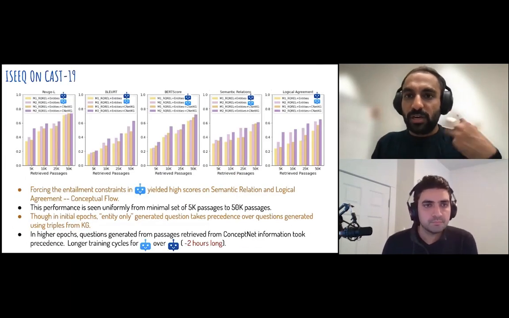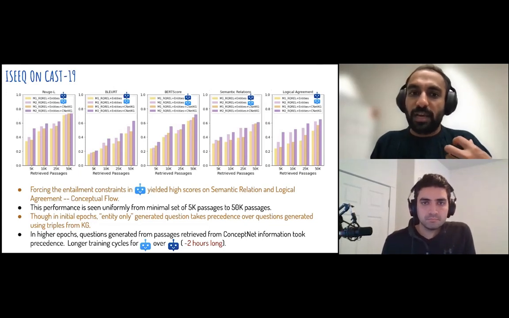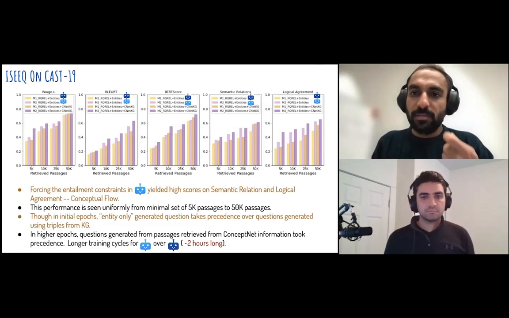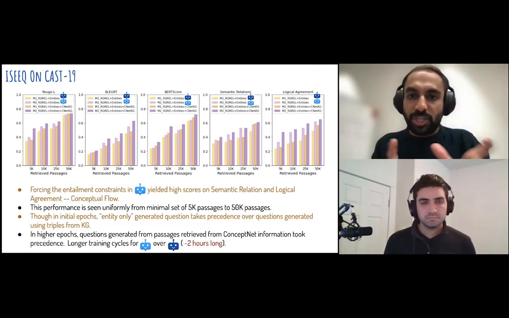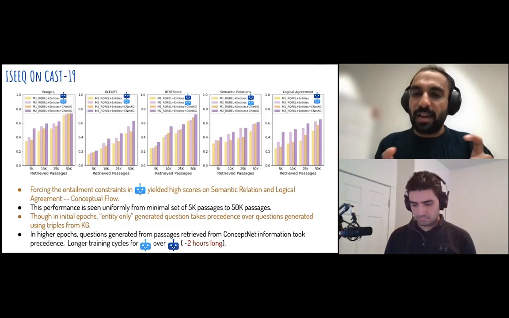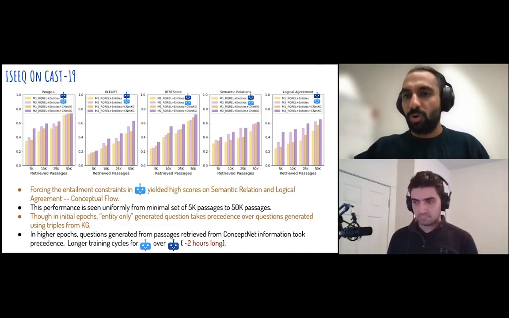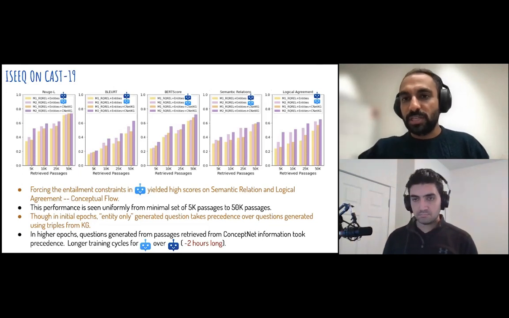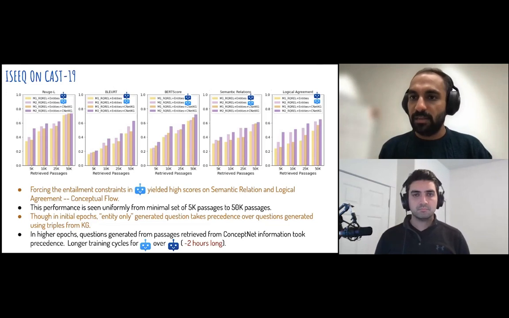When I use the entailment constraint, we saw the improvement over here. The important point that I want to sell over here is that there is a trade-off. In the initial epochs of my training, the entity-only questions were generated all the way long. But when I extended the epochs a little later, let's say 2 hours long, with more training done, the questions on the triple start to show up in the top 5 or top 10.